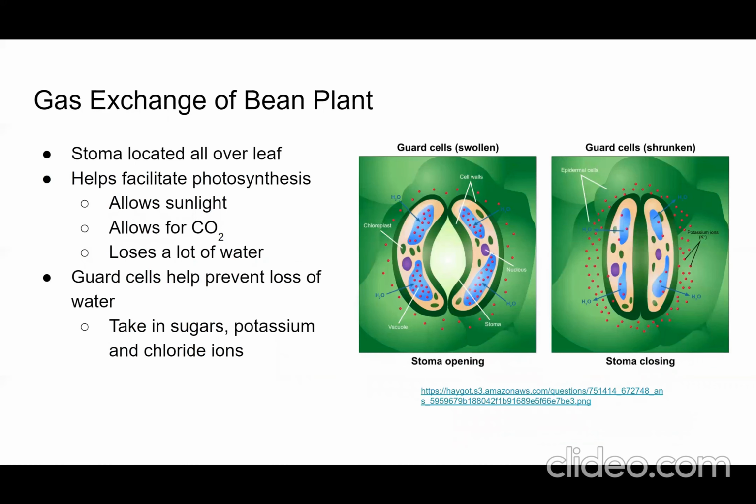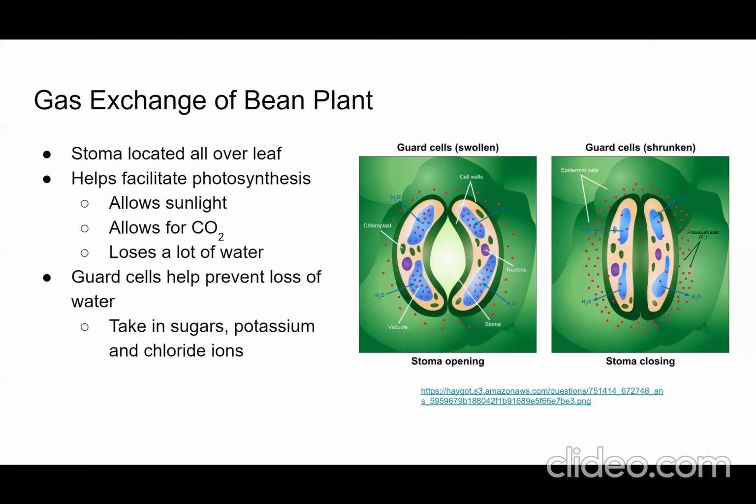The organ that is responsible for gas exchange in the bean plant is the stomata. The stomata are located on the outermost layer of the leaf, and it is also used to help facilitate photosynthesis. For example, the stomata control a process called transpiration, which is when water vapor leaves the plant. But the stomata are also responsible for allowing sunlight and other key compounds like carbon dioxide to enter the plant.